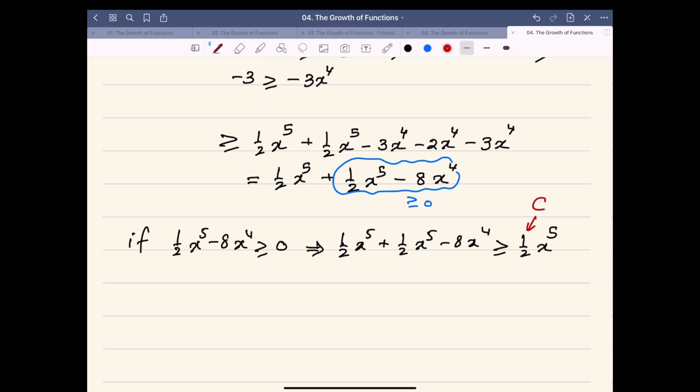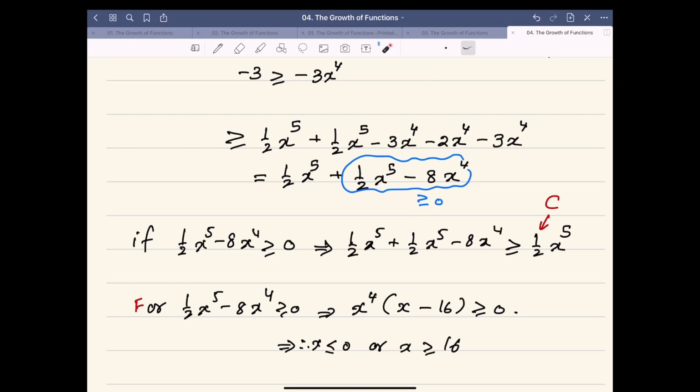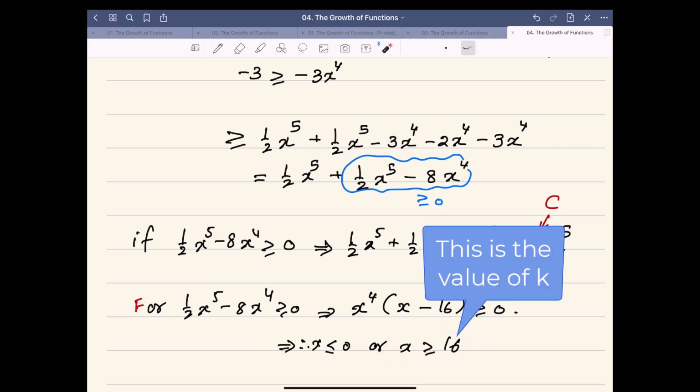For half x raised to power 5 minus 8x raised to power 4 greater than or equal to 0, we will multiply by 2 and take x raised to power 4 common. So we will have x raised to power 4 times x minus 16 greater than or equal to 0. From here, by solving this inequality, either x less than or equal to 0 or x greater than or equal to 16. But x less than or equal to 0 is not accepted because the value of x is supposed to be positive. So in this case, we can consider that k is equal to 16.